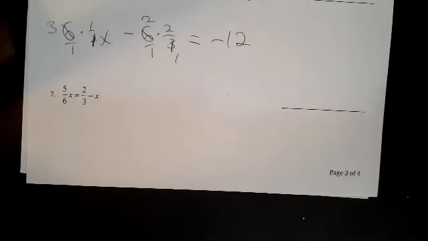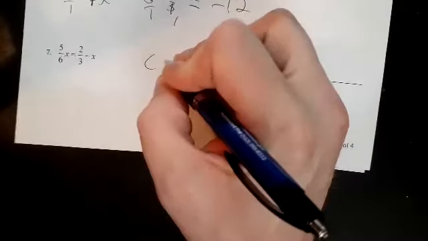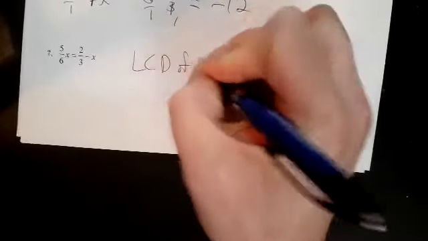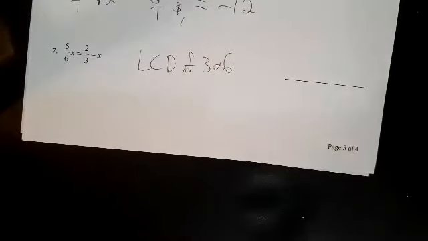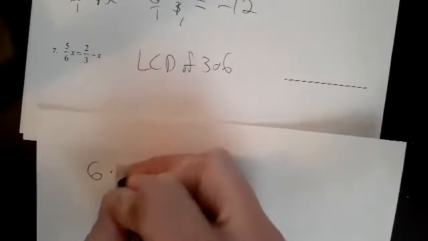All right, same thing with problem 7. So in problem 7, we have 5/6 x equals 2/3 minus x. The first thing we want to do is the LCD of 3 and 6. So if we're looking at the least common multiple of 3 and 6, it's going to be 6. So we multiply both sides by 6. So we have 6 times 5/6 x.